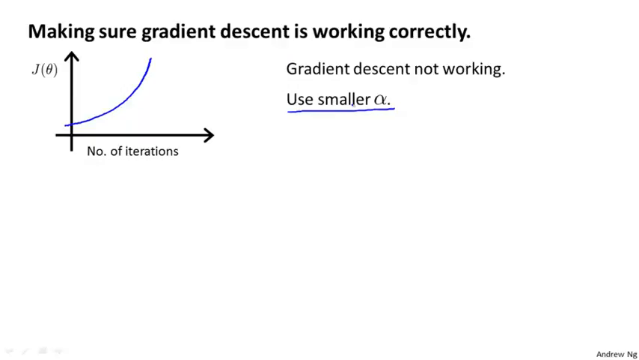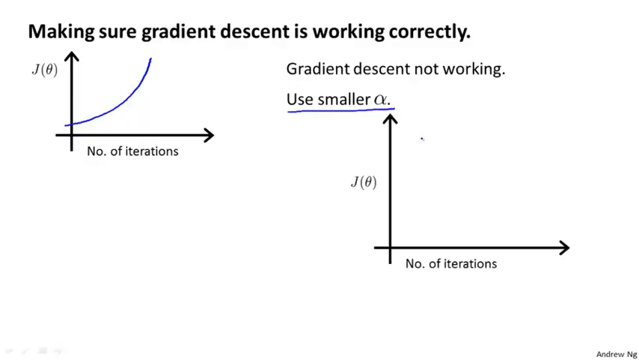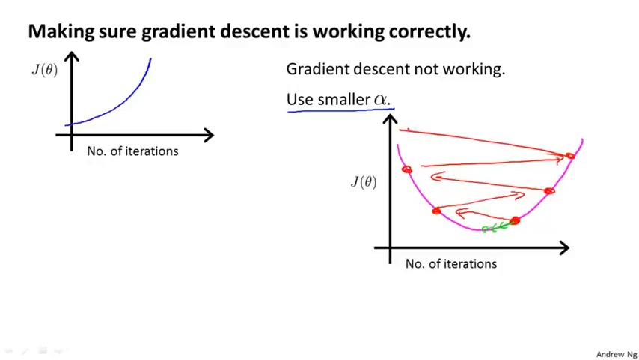If J of theta is increasing, the most common cause is that you're trying to minimize a function that looks like this, but your learning rate is too big. If you start off there, gradient descent may overshoot the minimum and send you there. And if the learning rate is too big, you may overshoot again and send you there, and so on. What you really wanted was for it to start here and slowly go downhill. But if the learning rate is too big, gradient descent can keep overshooting the minimum, so you end up getting worse and worse, reaching higher values of the cost function J of theta, and you end up with a plot like this.